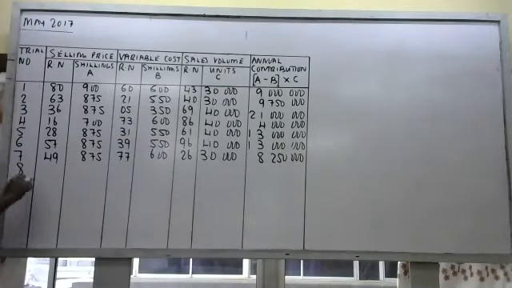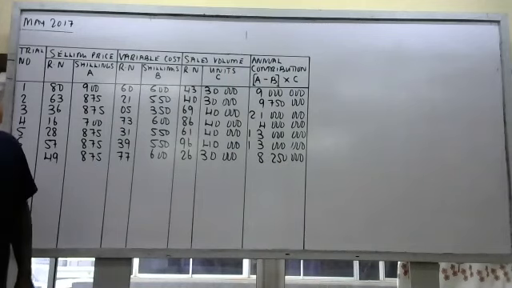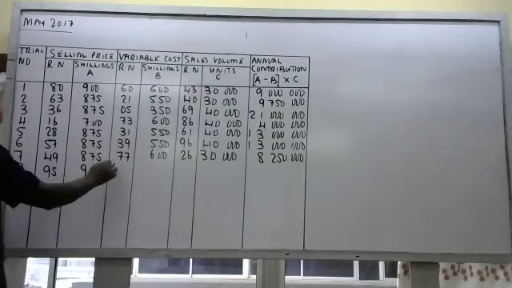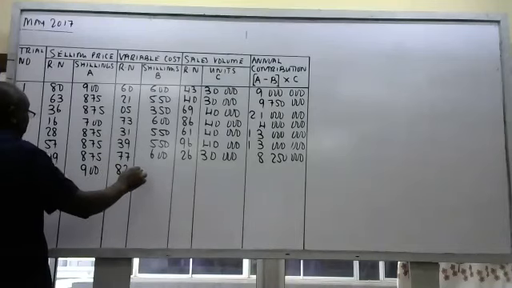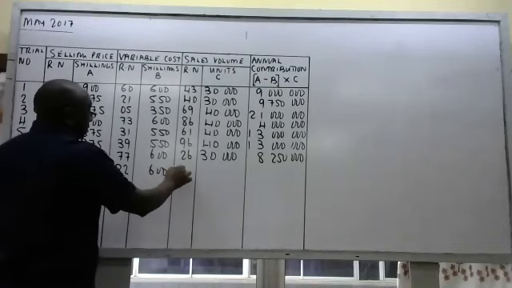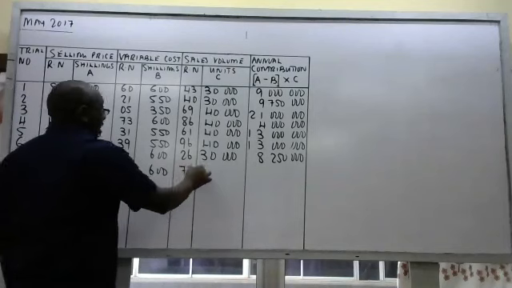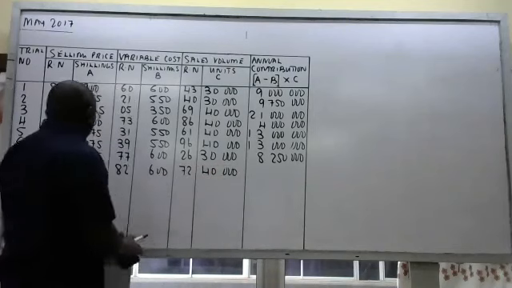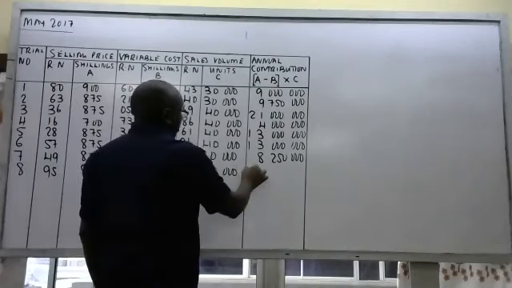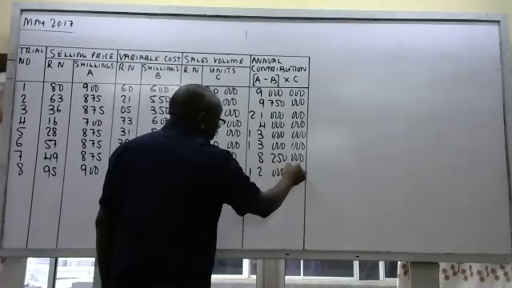Then day number 8, after 26, we have 95. So 95 translates to 900. Then we have 82, 600. Then we have 72, 40,000. So sasa, this is 12 million. And the random numbers are over.